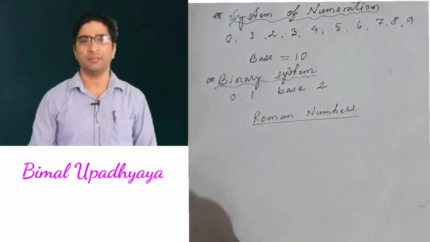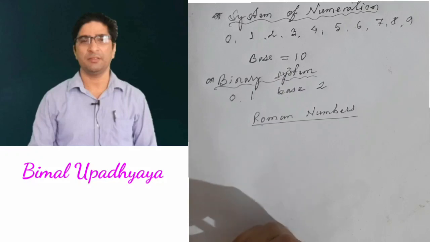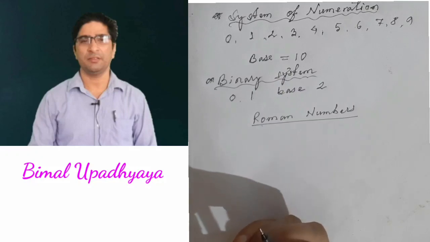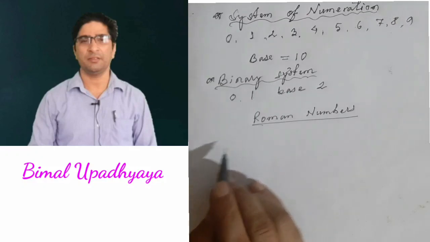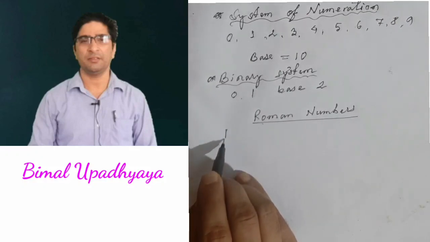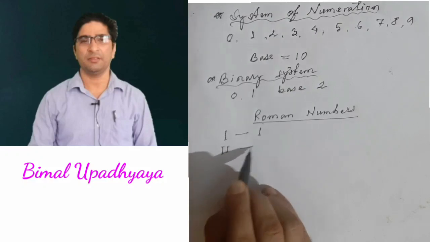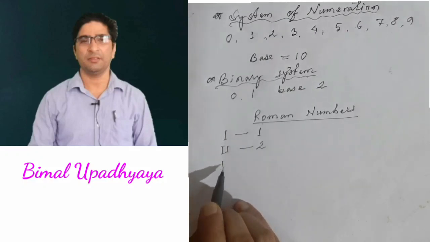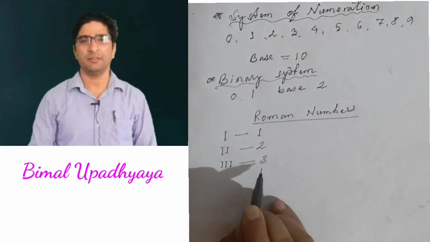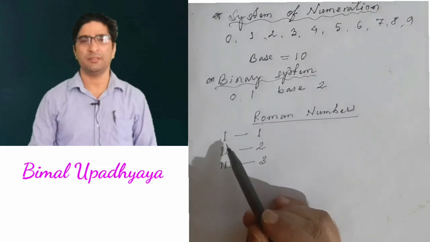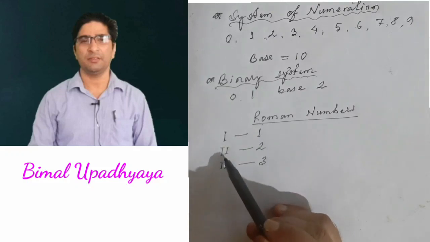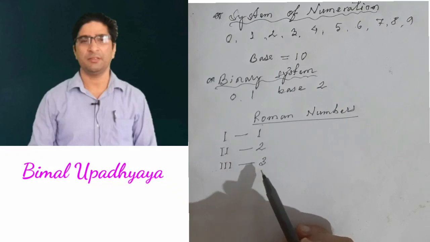Now in these Roman numbers, my dear, you have already learnt about Roman numbers in smaller classes like class 4 and 5. Let's see. Here 1 is I. Now we will repeat this one, I and I, this is 2, and then again I is repeated, I I I, this is 3. So we have only one digit, that is I. So I denotes 1, II denotes 2, III denotes 3.